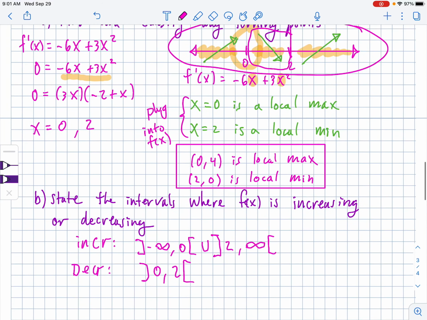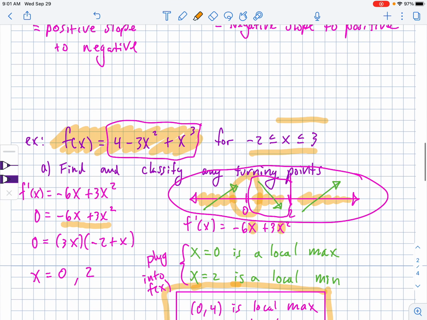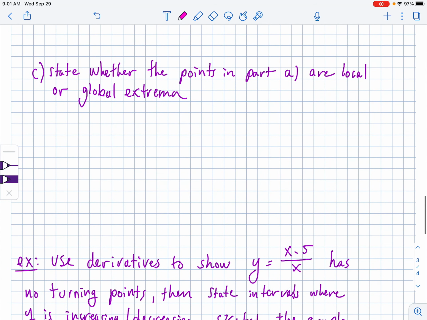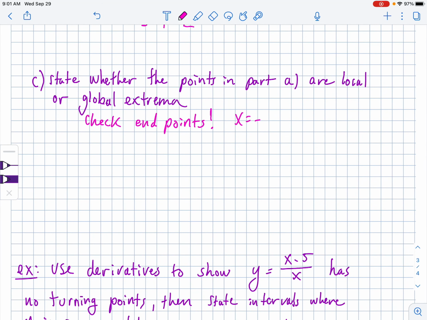State whether the points in part A are local or global extrema. So we already know that these points right here are the local max and the local min. But what we don't know is whether or not they're the global max and the global min. So what you have to do is check the endpoints, -2 and +3, and see if they're any bigger or smaller than the y values we got. Those were x equals -2 and x equals 3.